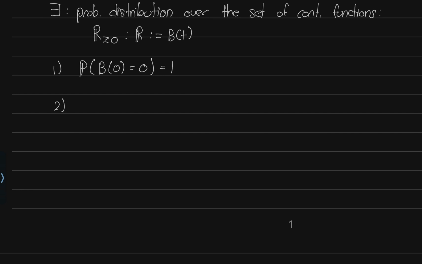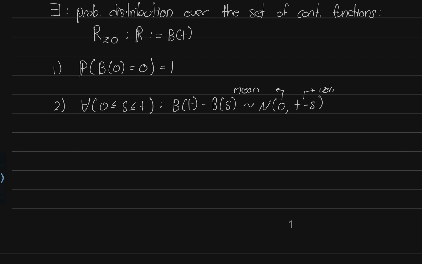Our second property is as follows. For all 0 less than or equal to s less than or equal to t, our Brownian motion at t minus our Brownian motion at s is going to follow a normal distribution with mean 0 and variance t minus s. So this right here is going to be our mean in our normal distribution function, and this is going to be our variance.